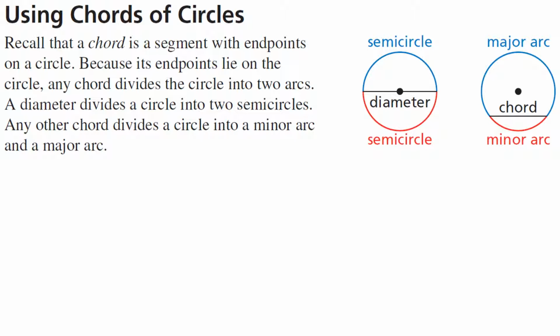Because if the chord is not a diameter, then the arcs will not be congruent. One of them will be larger than the other. So we'll have a major arc, which will have a larger measurement than the minor arc, right? The major arc will have a measurement greater than 180 degrees. The minor arc will have a measurement less than 180 degrees.